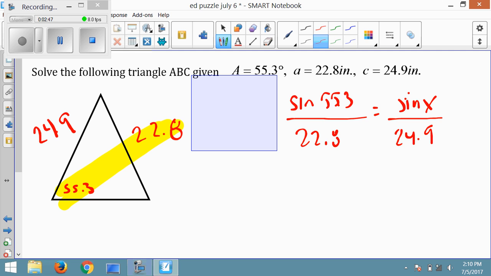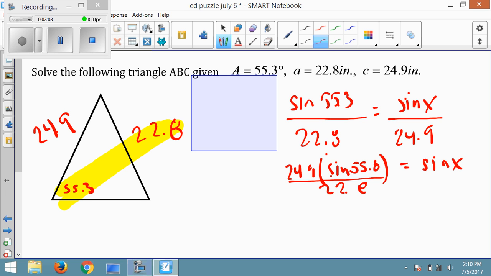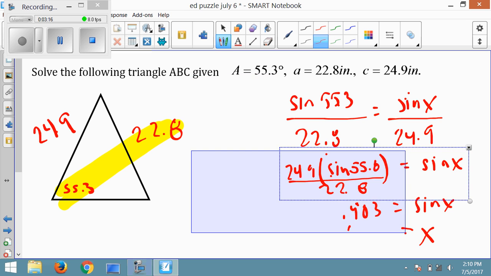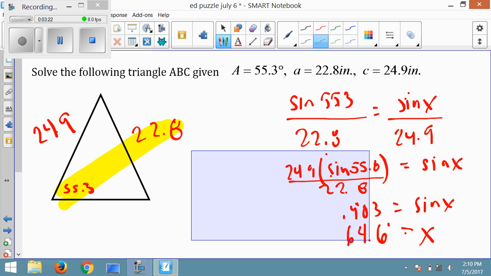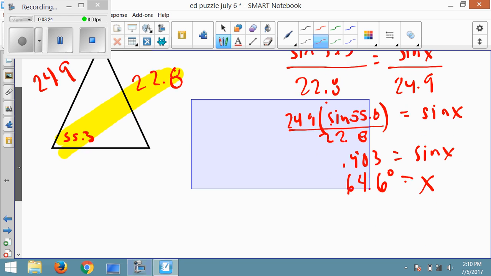We are going to cross multiply, and we're going to have 24.9 times the sine of 55.3 equals the sine of x. I cross multiplied and skipped a step, basically solving for the sine of x right away. So I have 0.903 equals the sine of x. If I solve for x, I would have 64.6 degrees. Okay, here comes the fun part.